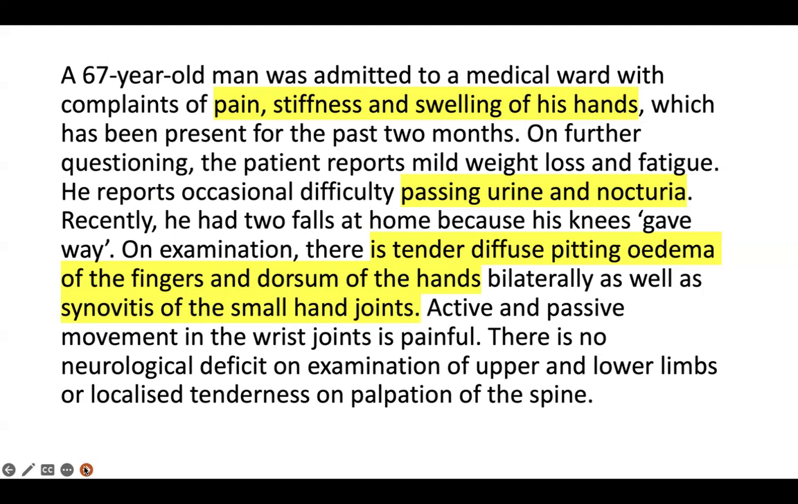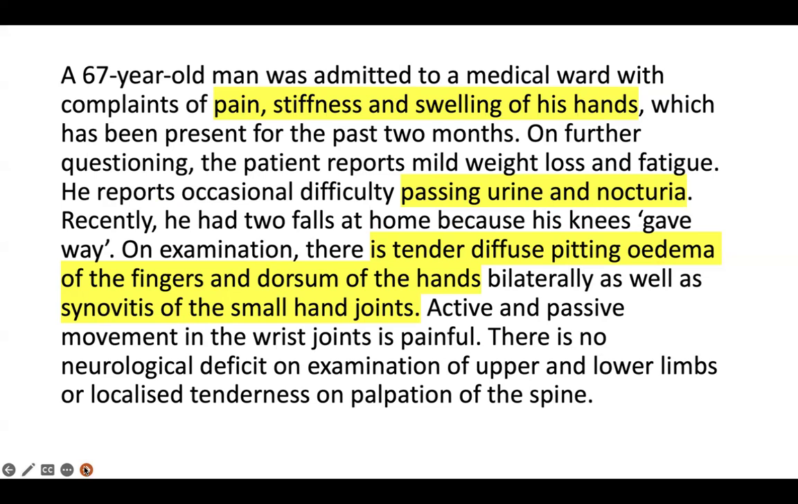Now, on examination, there is tender diffuse pitting edema of the fingers and dorsum of the hand, which is bilateral, as well as synovitis involving the small joints of the hand. Active and passive movement of the wrist is so painful. There is no neurological deficit in examination of the upper limb and lower limb. There is no localized tenderness on palpation of the spine.